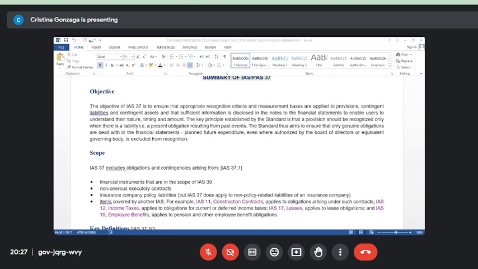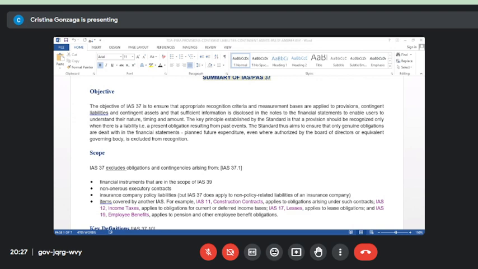Whenever you are already winding up your operation o i-decommission mo na yung project, may mga environmental provision yan. Kaya you have to recognize that. O kaya naman, meron din mga tinatawag nating provision arising from onerous contract.